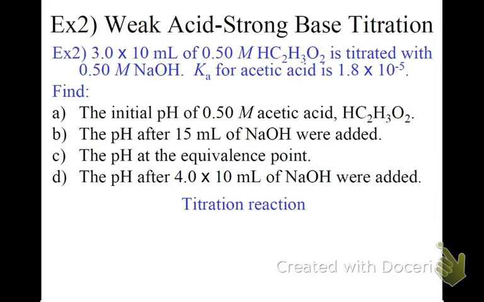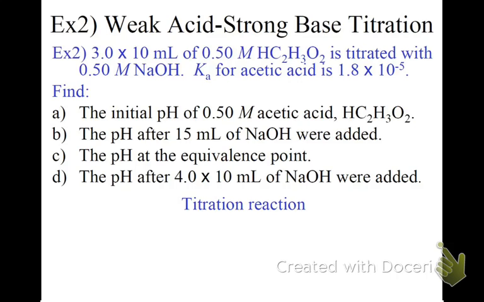Next, we're going to take a look at a weak acid, strong base titration. So in this one, we have 30 milliliters of 0.5 molar acetic acid, and it's titrated with 0.5 molar sodium hydroxide. The Ka, which is going to be significant now that we've got a weak acid, is 1.8 times 10 to the negative fifth. So same general process as the last example that we did, except in this case we've got a weak acid, strong base. And there's going to be some different equations going on during this one.